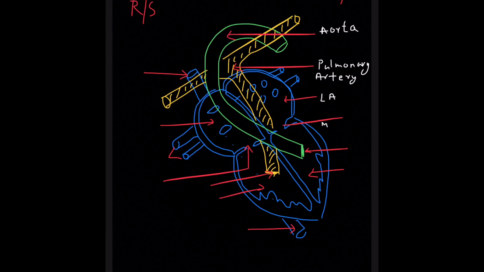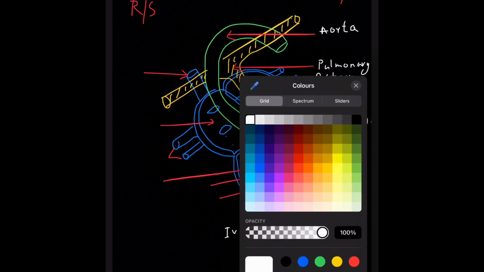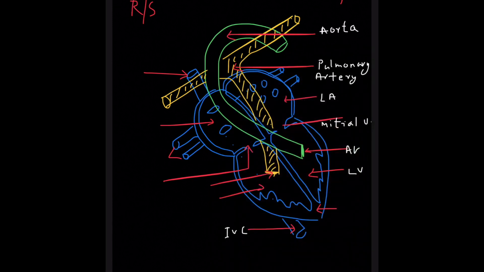And this is the left atrium, and in between the left atrium and left ventricle, there's the mitral valve or the bicuspid valve, which has 2 cusps. And this is the aortic valve, which is situated at the starting point of the aorta and the left ventricle, and the inferior vena cava, which brings the desaturated blood from the lower body to the right atrium. And here, this is the apex of the heart, which is the lowest part of the heart.